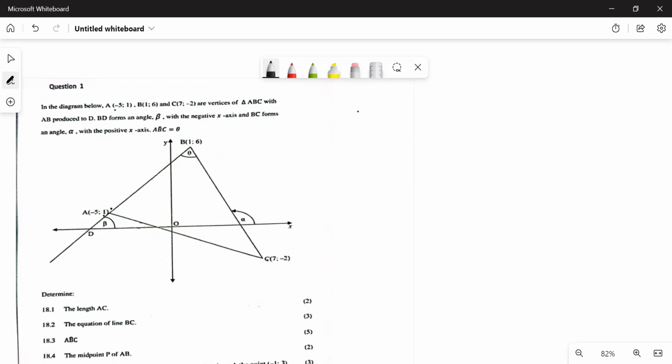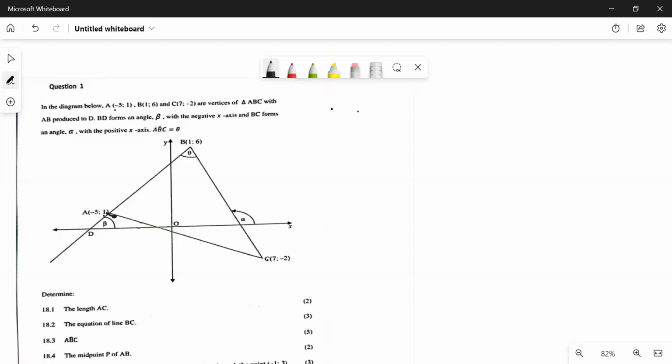So guys, when they say AB is produced, they're going to get an exterior angle here. So AB is produced, and then we have an angle of inclination, which is beta. And we are also told about angle ABC, which is angle theta. The first question says calculate the length. How are you going to calculate the length?